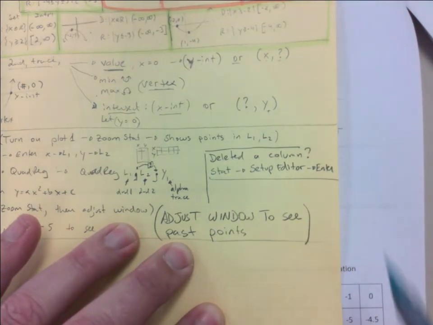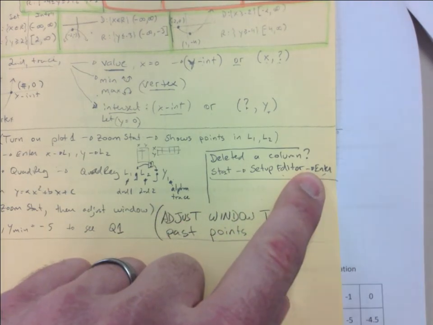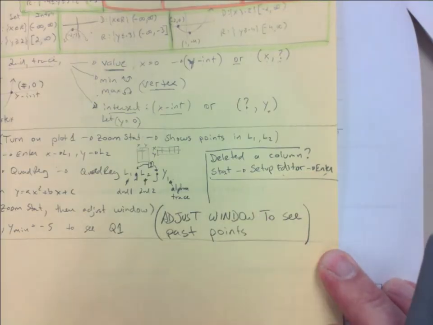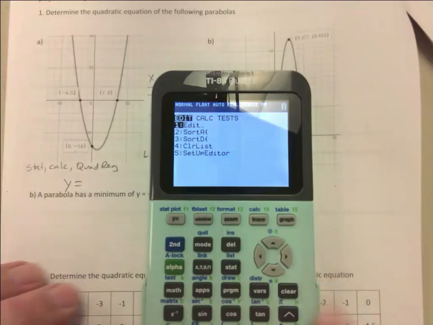Okay, so that's just a little reminder. If you ever delete a column, just go stat, setup, editor, enter. It'll fix everything for you. Even if you had a bunch of stuff in there, it'll bring it back. It's like an undo button. Okay, so let's go back.